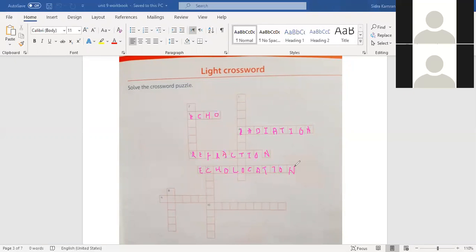Next, across the 9, this mirror appears to be sunken in the middle. Number 9. Answer is concave. Across the 9 you have to write concave. So here you can see across the 9. So you have to write concave. Concave mirror is sunken in the middle. Concave.